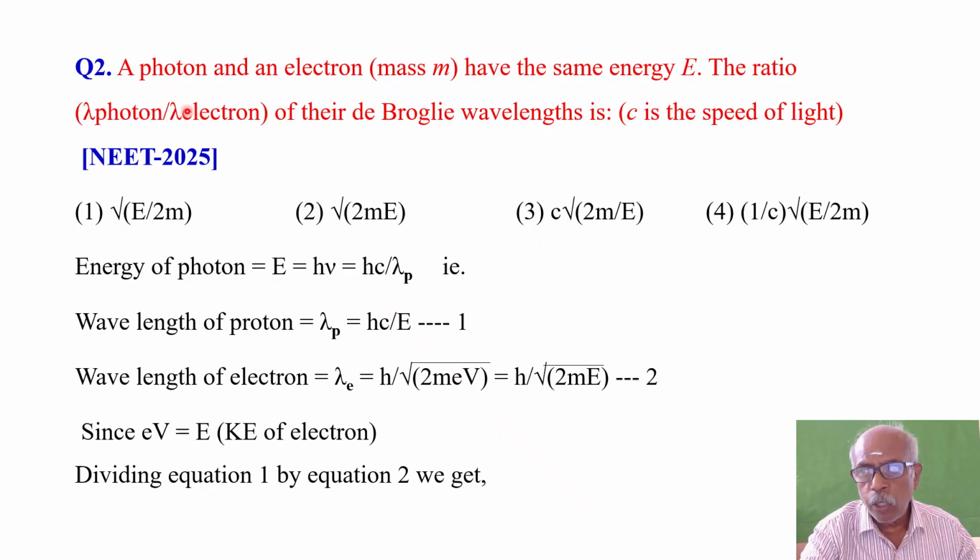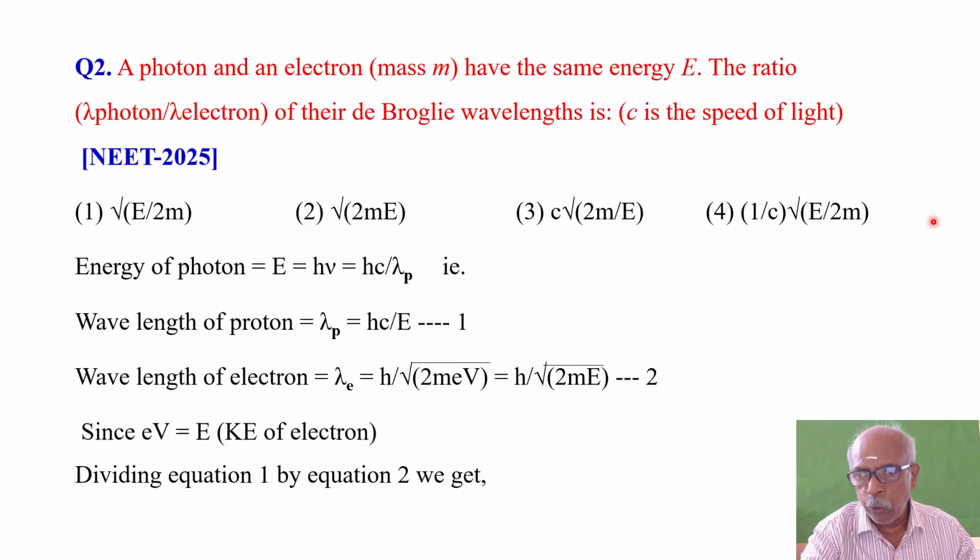A photon and an electron, mass of electron is small m, have the same energy, capital E. The ratio lambda photon divided by lambda electron, in our slide we have put the symbols lambda p and lambda e respectively, of their de Broglie wavelength is how much? c is the speed of light.